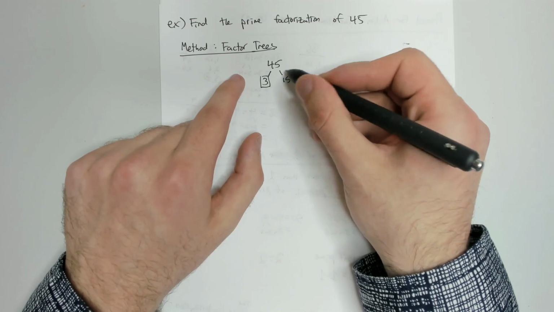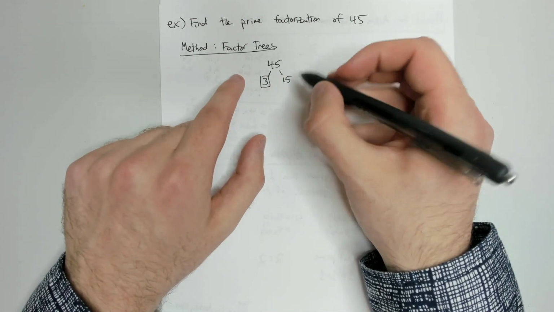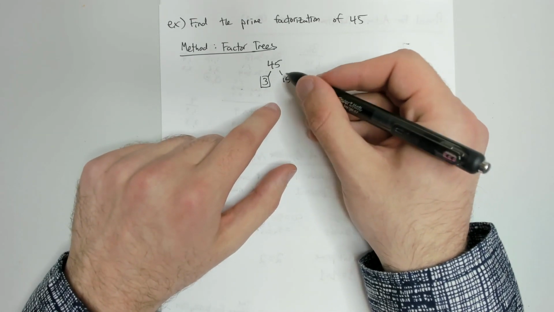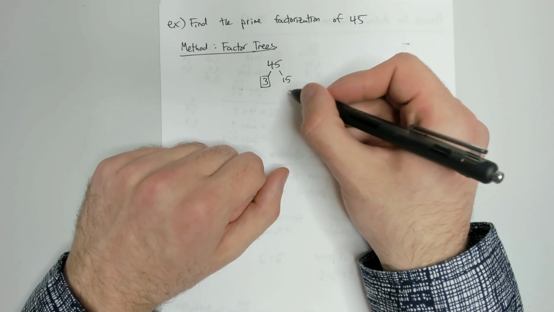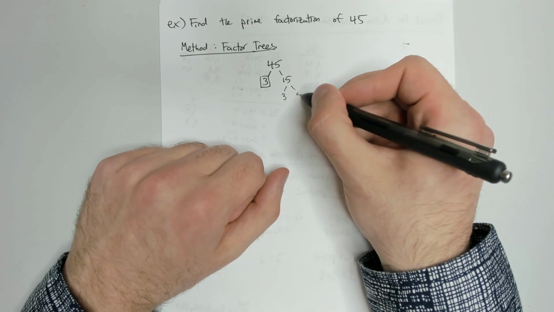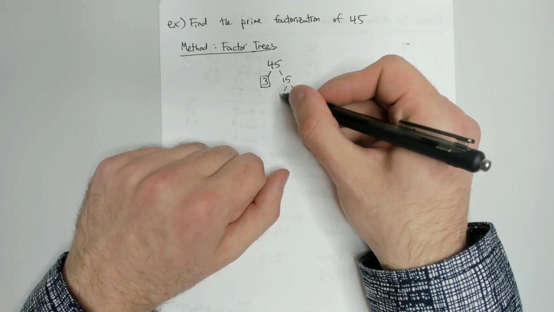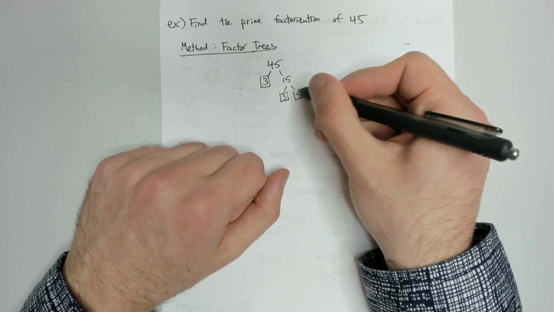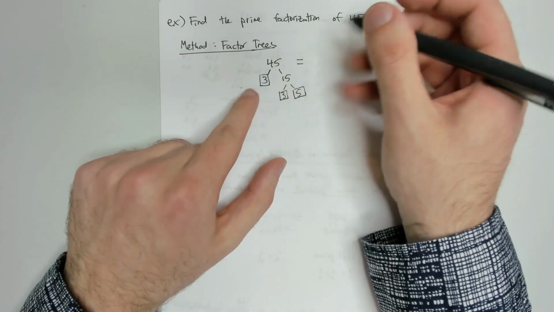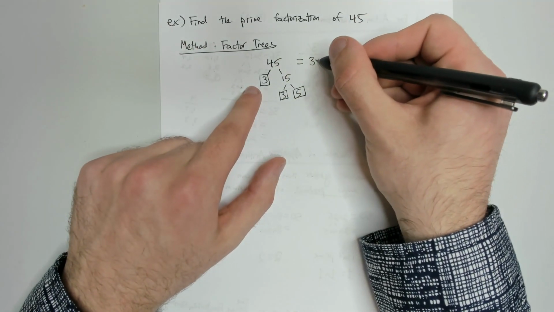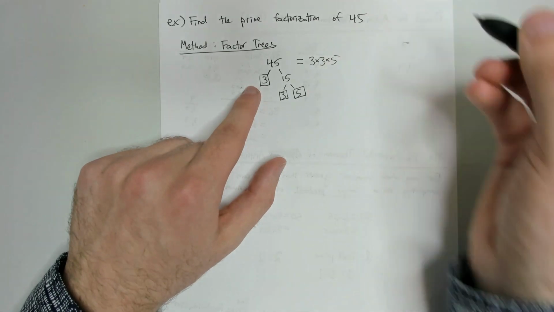Now we go ahead and look at 15, and we do the same thing. So what prime number will multiply into 15? Well, 2 is not going to do it because 15 is odd, but 3 is, right? Since 3 times 5 gives us 15. And now we look, okay, 3 is prime, and 5 is actually also prime. So we're actually done now. So we get that the prime factorization of 45 is 3 times 3 times 5.